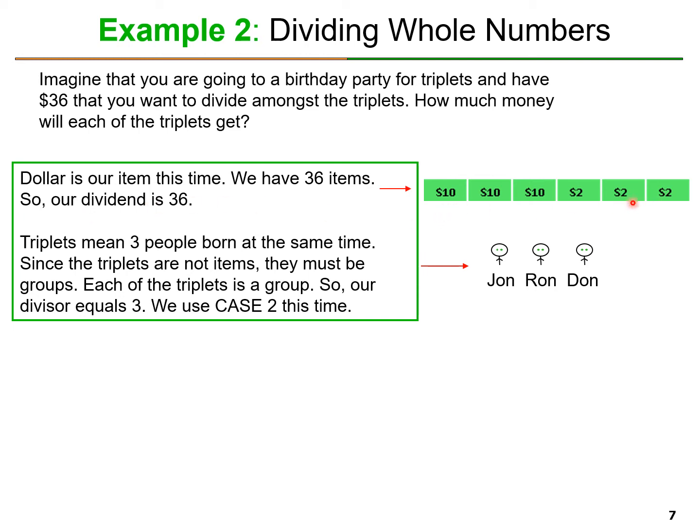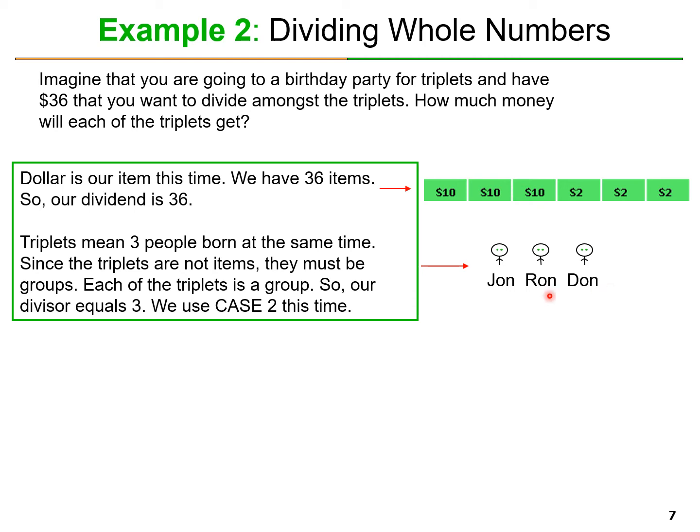Over here, where is the 36? We have a $10 bill, which represents $10 or 10 items. Another $10 bill represents another 10 items. Another $10 bill represents another 10 items. 10 plus 10 plus 10 is 30. That's $30 or 30 items. Here, this is a $2 bill. So that's 2 items. 2 plus 2 plus 2 is 6. $6 plus $30 is $36.